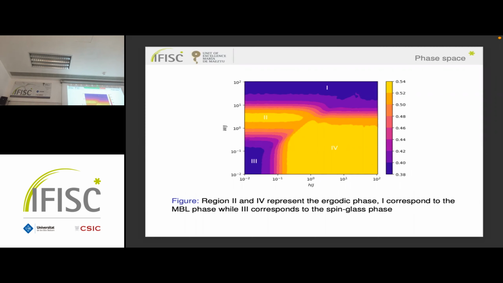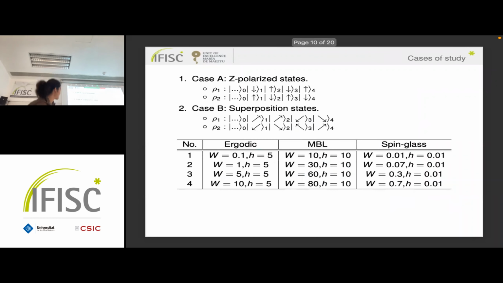So we are considering four points, starting from the spin glass and then moving towards the ergodic. Once again, we will be starting from W5 and H5. Let me see what the values of W are. When H is 5 and W is 0.1, we are in the ergodic phase, but by changing the value of W while keeping H constant, we are moving towards the transition region. And once again, in the ambient phase, we start in the transition region, and we go towards the deep MBL phase and then the ambient phase.